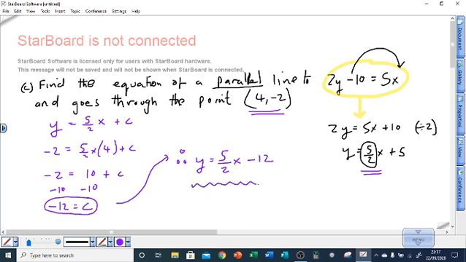And that there is the new equation for a graph that is parallel to this and goes through this point. It's parallel to this graph and goes through that point. There's the graph. Okay, so that's how to do that type of question.